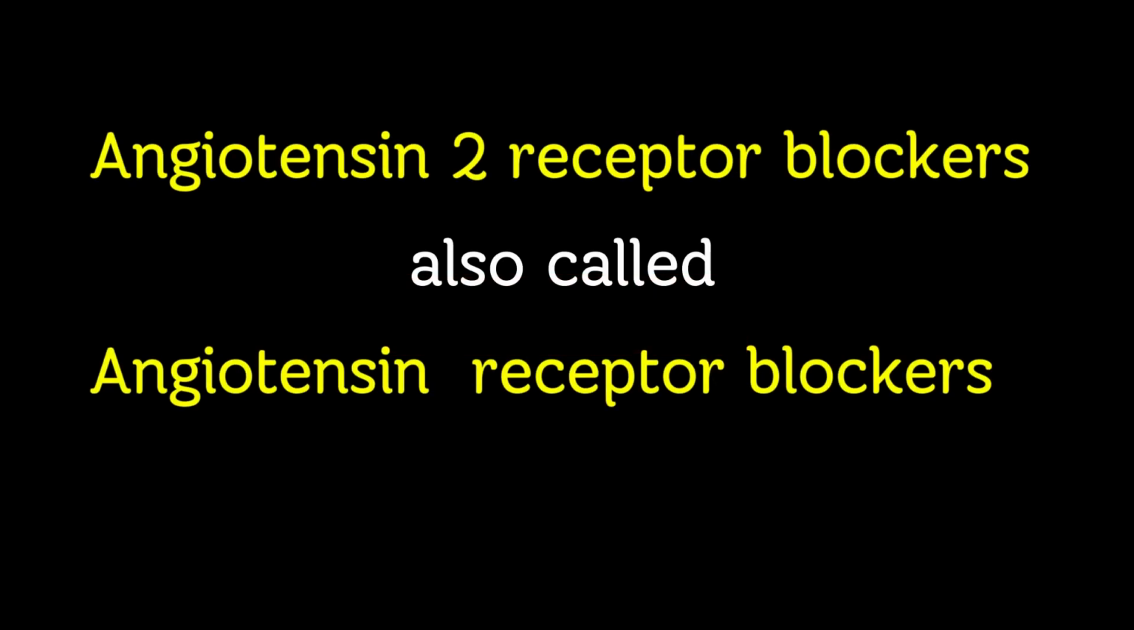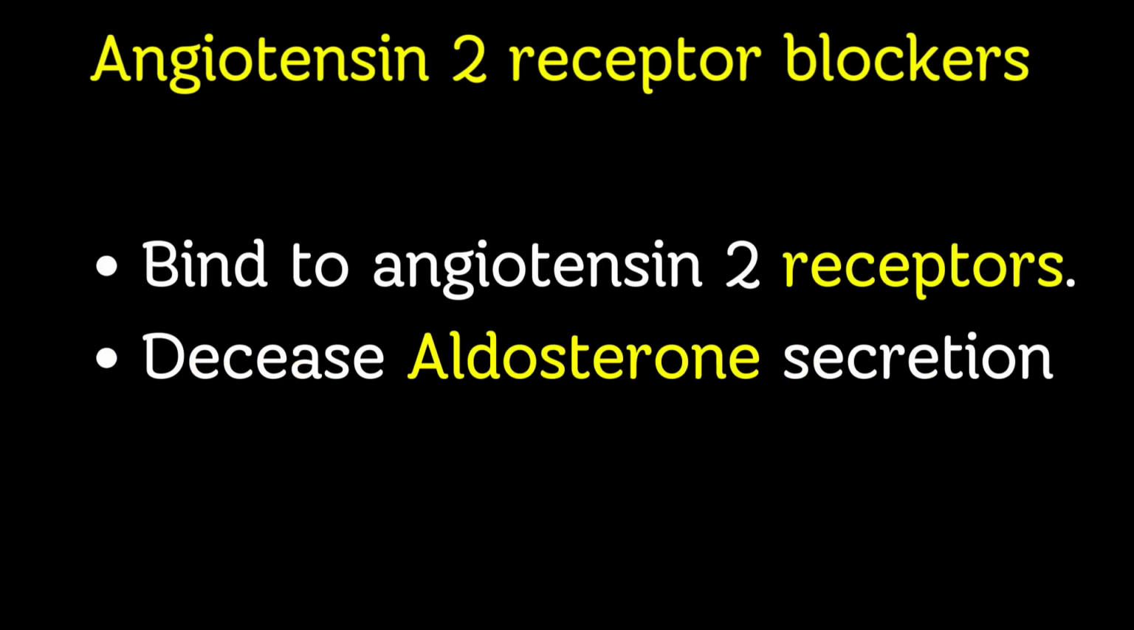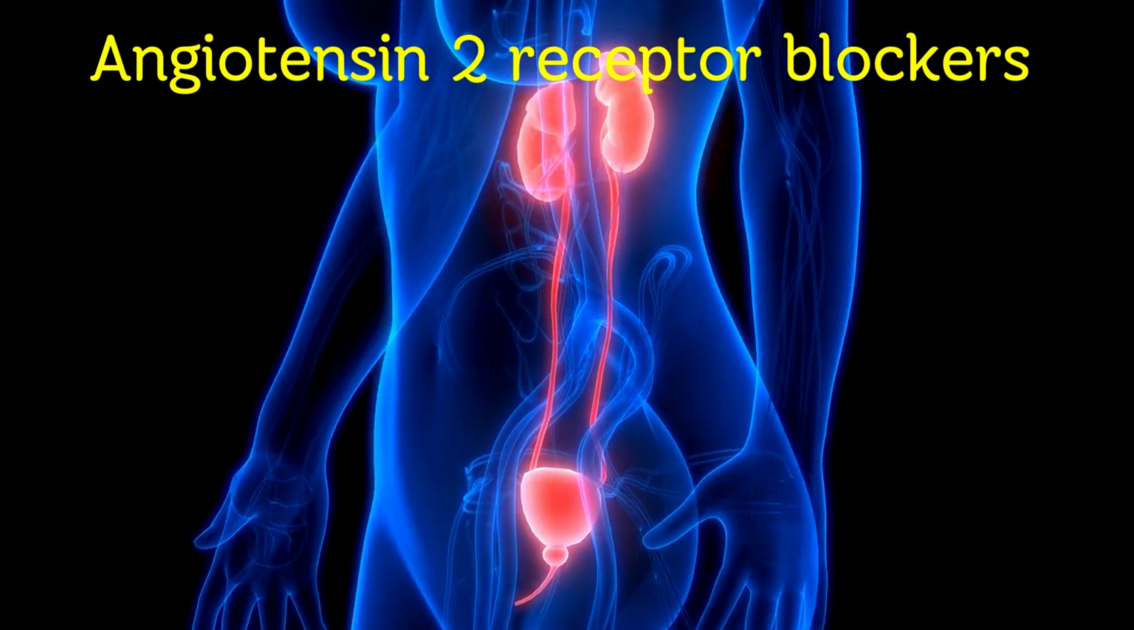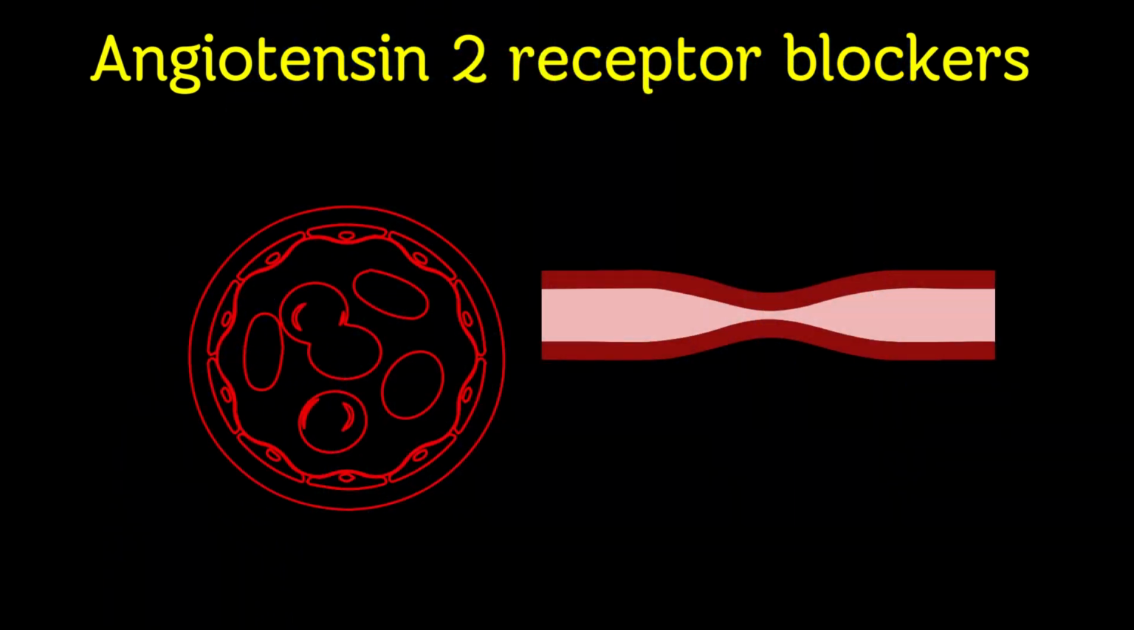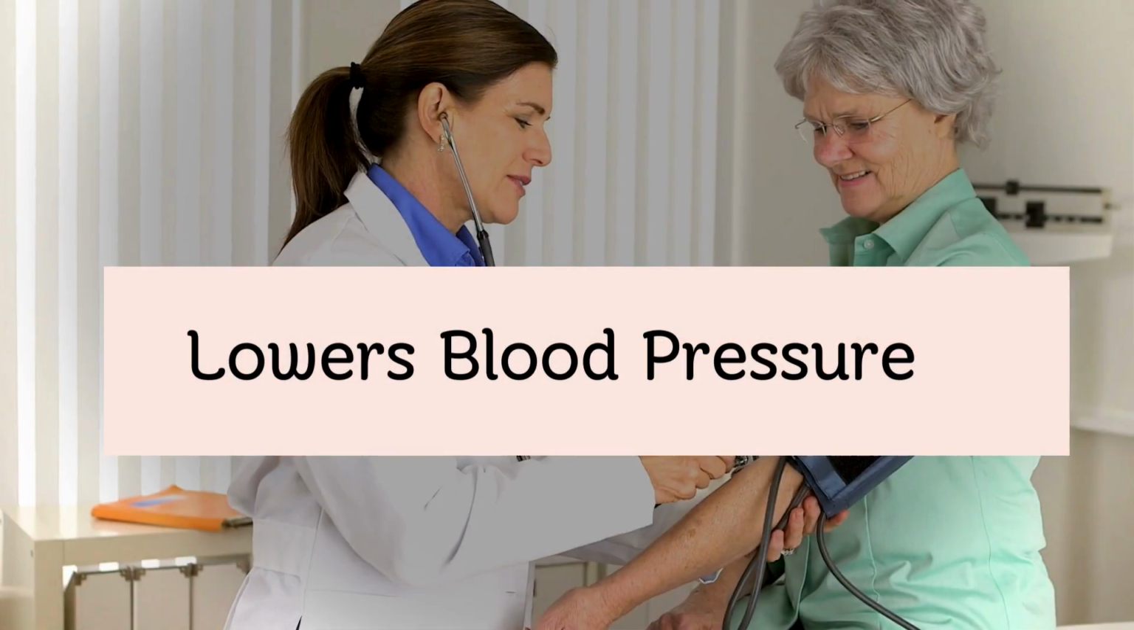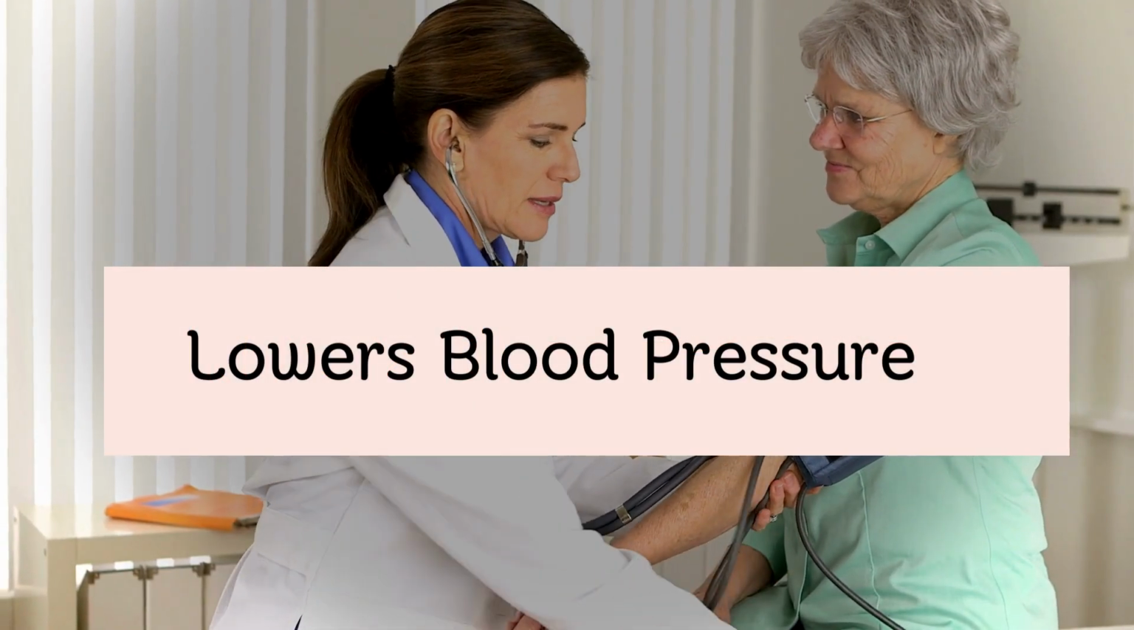Angiotensin II receptor blockers, or angiotensin receptor blockers, bind to angiotensin II receptors on the vascular smooth muscles and the adrenal glands, preventing angiotensin II from binding and decreasing aldosterone release by the adrenals. These actions reduce vasoconstriction and increase sodium excretion with water, lowering blood pressure.